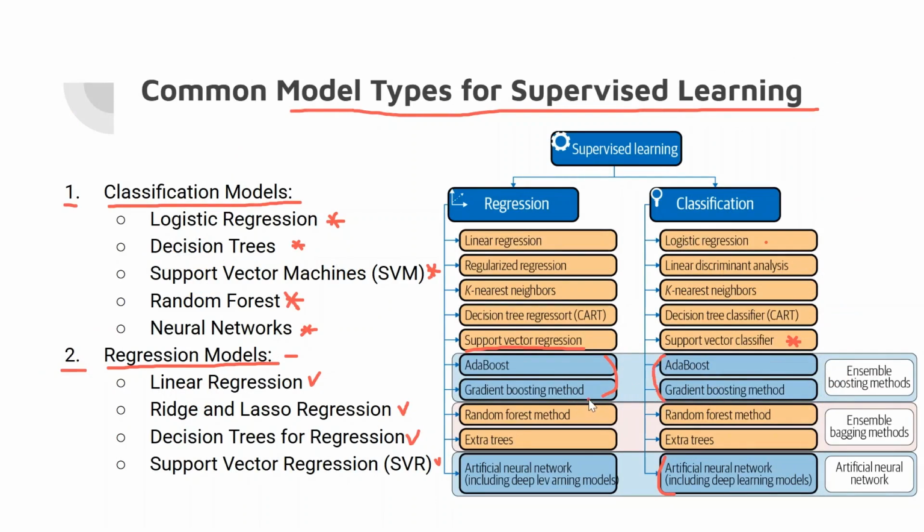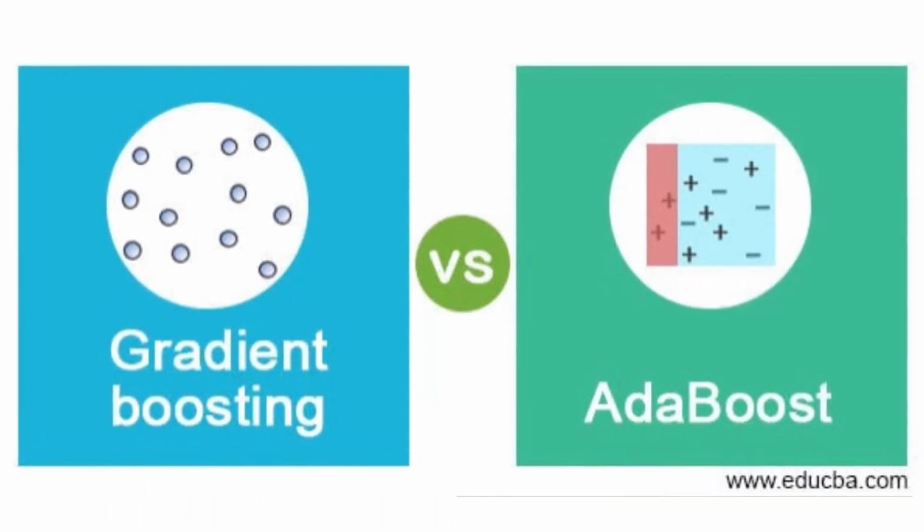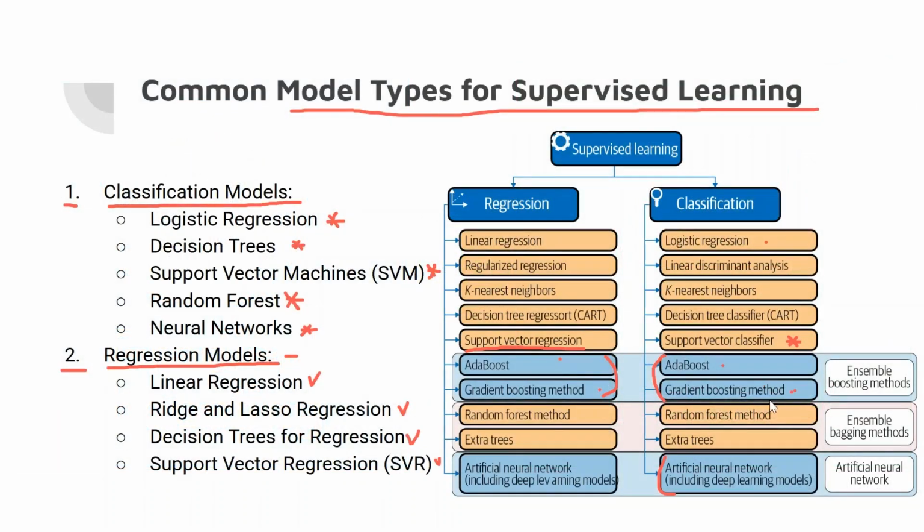AdaBoost and gradient boosting build models step by step, focusing more on data points the previous models struggled with. Imagine a coach who helps you improve by pointing out your mistakes again and again.